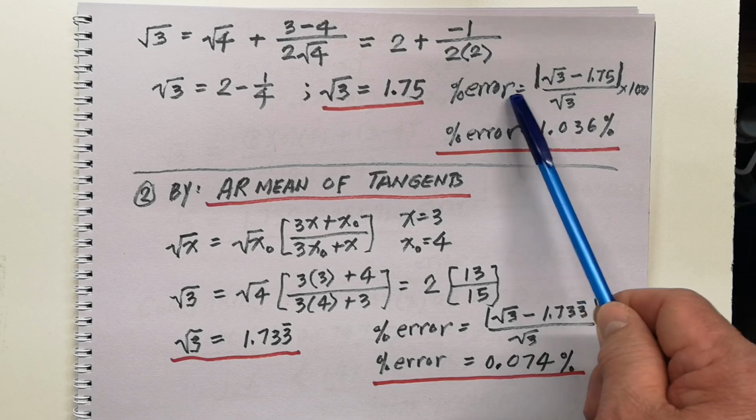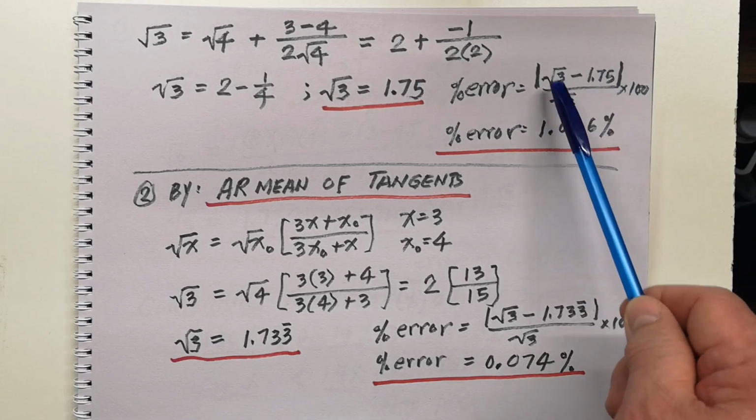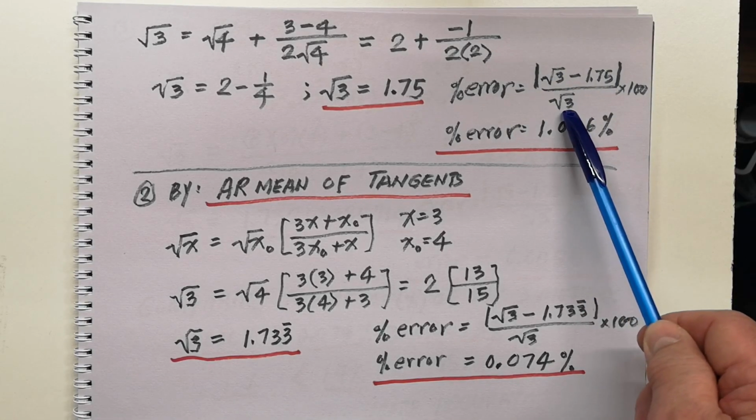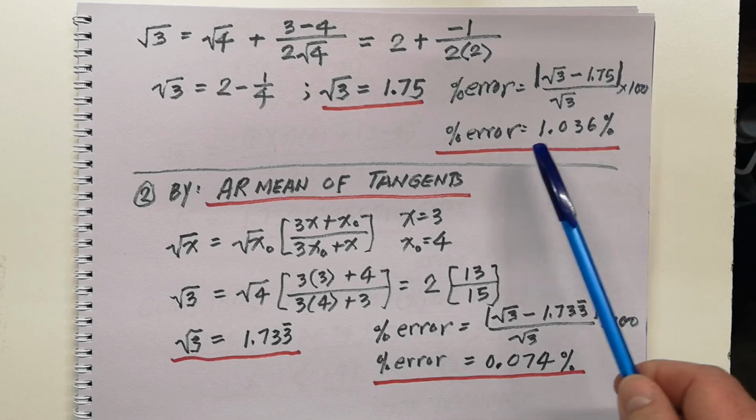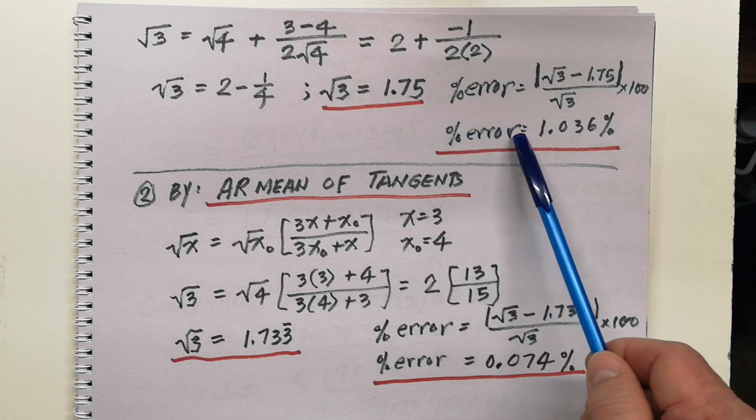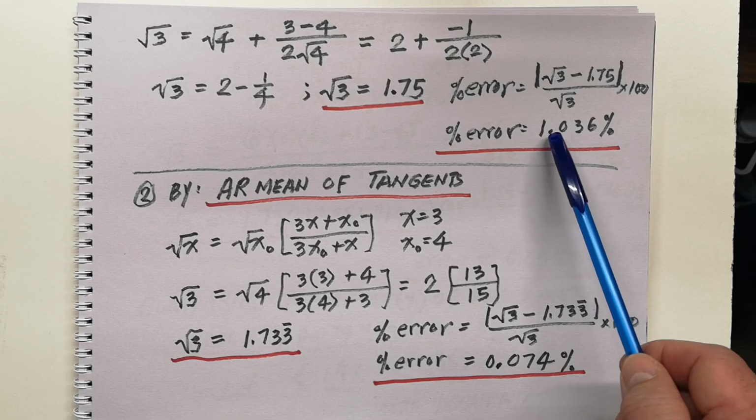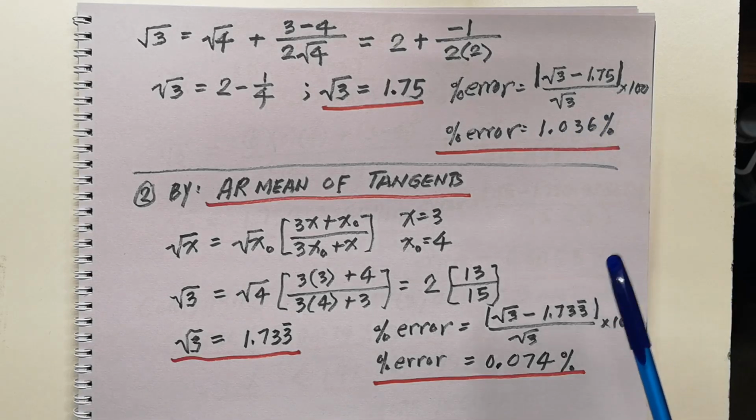The error is this one divided by the square root of 3 times 100. And your relative error is equal to 1.036%.